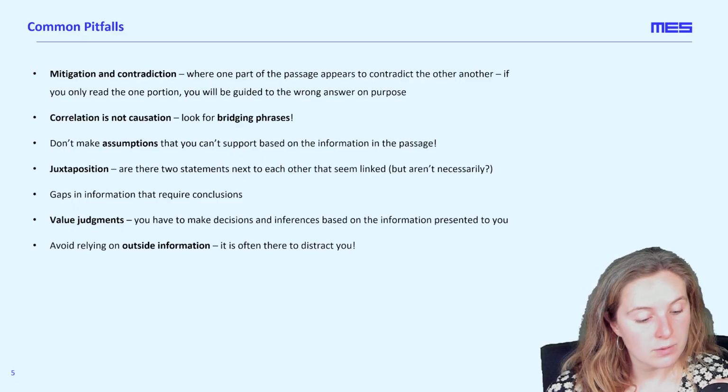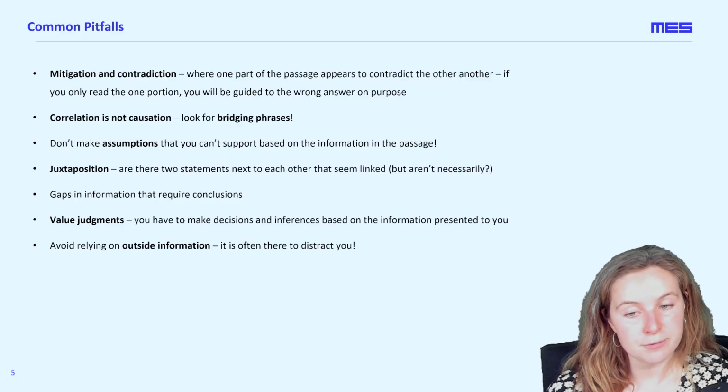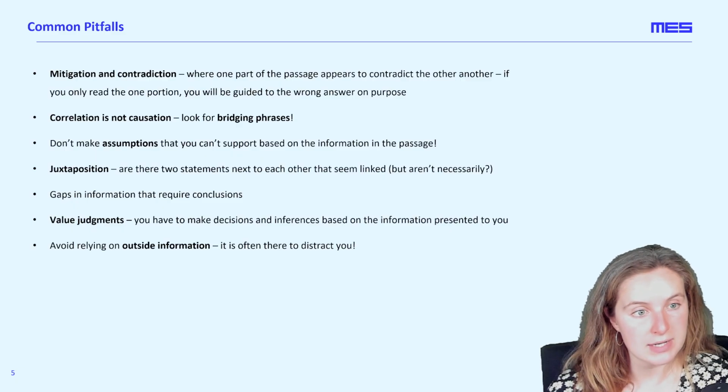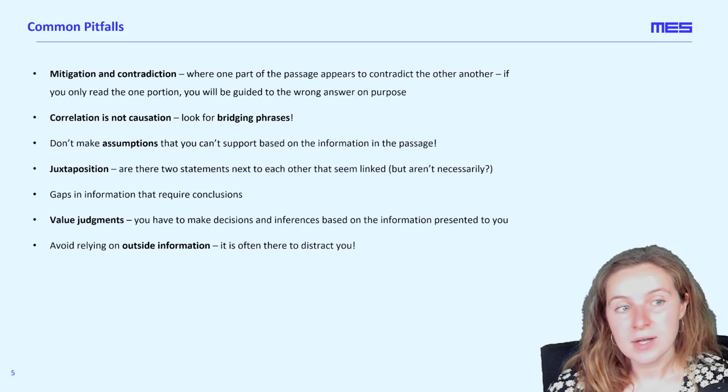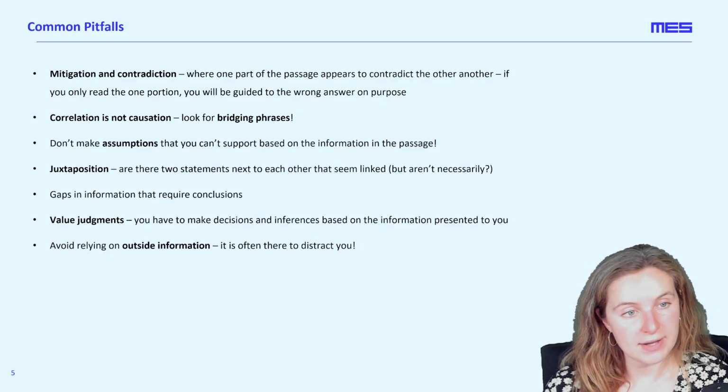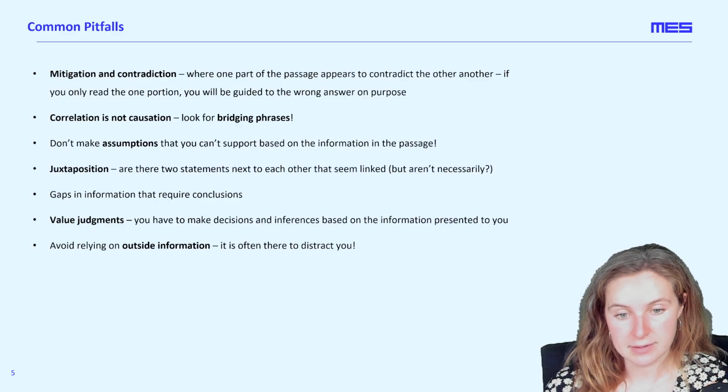The way you can work around that is by looking for bridging phrases. So words like however, as a result of, due to, consequently, because, then you know for a fact the passage is indicating to you that there is a cause and effect relationship at play or some kind of link between the information in the two sentences.